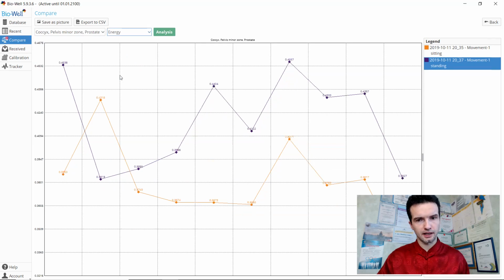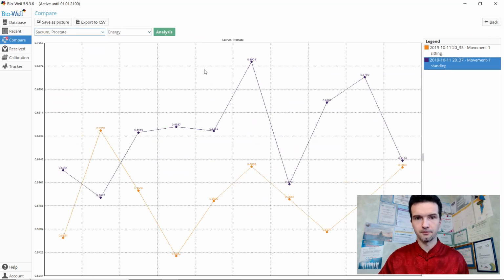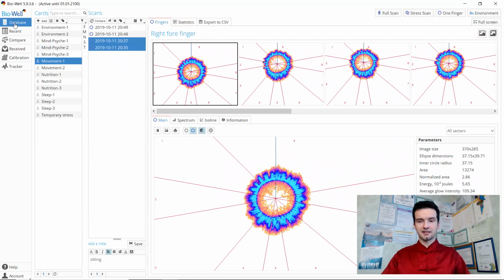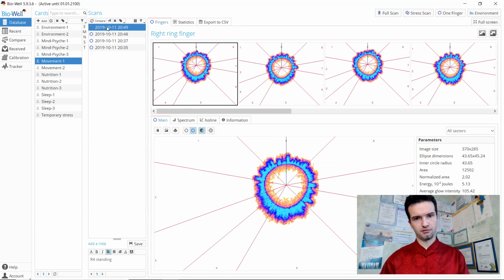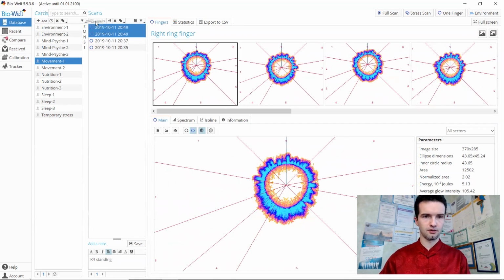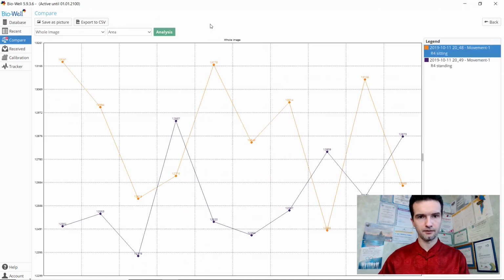We can also look at the energy parameter if you want to, same story. What else is being affected by us constantly sitting? We have measured several times the ring finger in sitting and standing position. And let's compare this one.